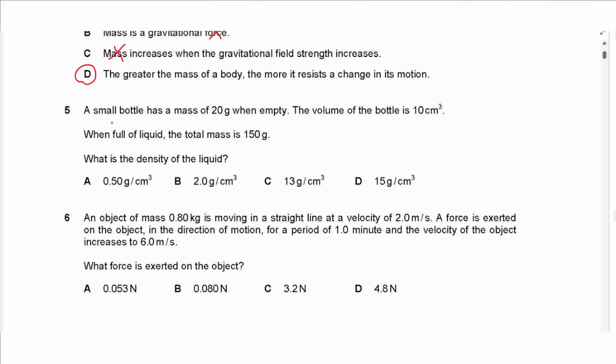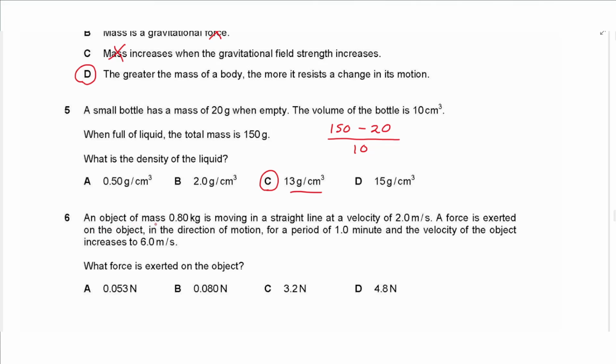Question 5 says a small bottle has a mass of 20 grams when empty. The volume of the bottle is 10 centimeters cubed. When full of liquid, the total mass is 150 grams. What is the density of the liquid? So we need the mass of the liquid, so we subtract 150 minus 20 to get the mass of the liquid, and then divide by the volume, which is 10. That gives an answer of 13 grams per centimeter cubed, so the answer is C.